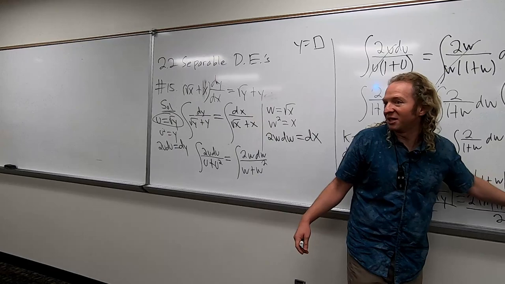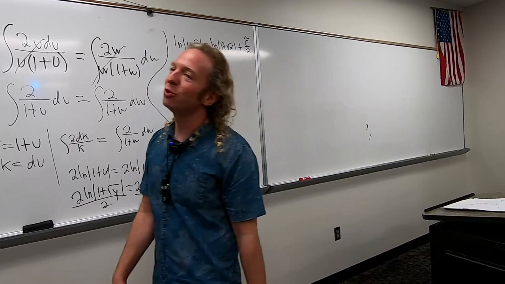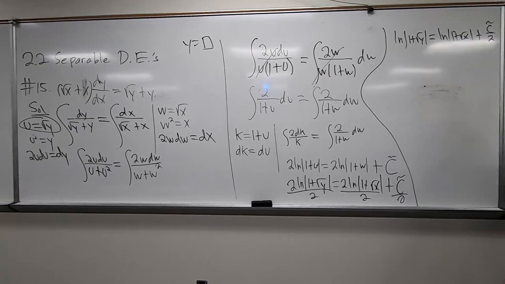How do we get rid of the ln? What do we do to both sides? What do we put there? Do you all know? An e. Yeah, it's called exponentiating, by the way. It's a real word. I looked it up. So you exponentiate both sides. So we're going to put an e here, and we're going to put an e here.